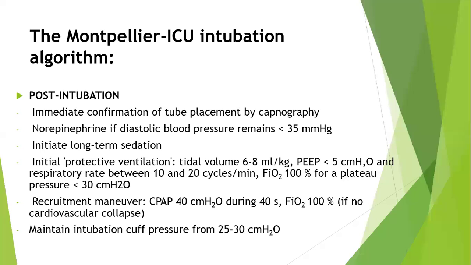Recruitment maneuver must be started, especially if there is no cardiovascular collapse. Initially, you want to set your FiO2 to 100, but within 2 hours after you obtain your ABG, if your PO2 is satisfactory, gradually reduce your FiO2 to a satisfactory SpO2 or PaO2. Maintain your cuff pressure between 25 to 30.